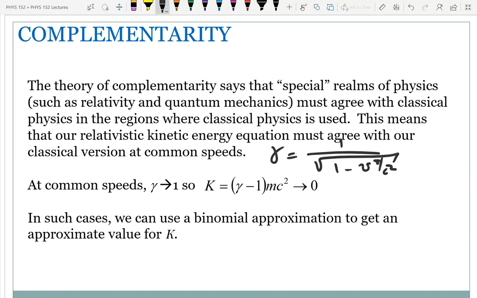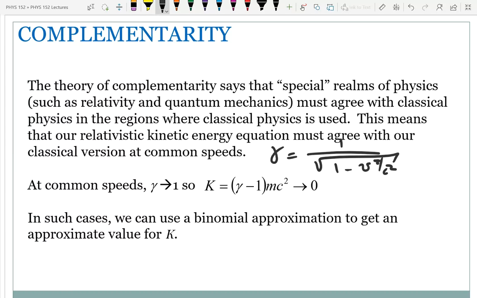As v approaches everyday speed, v over c is approaching something like 10 to the minus 6. 10 to the minus 6 squared is 10 to the minus 12. 1 minus 10 to the minus 12 is approximately 1. And so gamma is approaching 1, which means gamma minus 1 is approaching 0. And so this equation says that kinetic energy approaches 0 as we approach classical speeds.